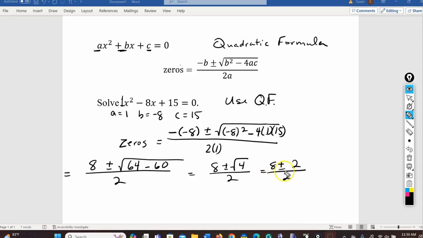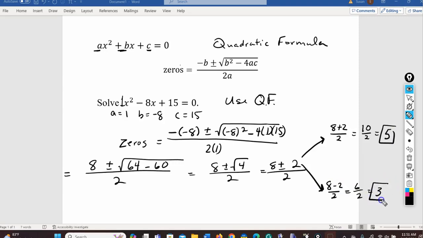And now I have two possible answers. This plus or minus sign means you can either use a plus or you can use a minus sign. So my two possible answers are going to be 8 plus 2 all over 2 or 8 minus 2 all over 2. So this gives 10 over 2, which is 5. And this gives 6 over 2, which is 3. And notice that's exactly the same answer we got when we factored.